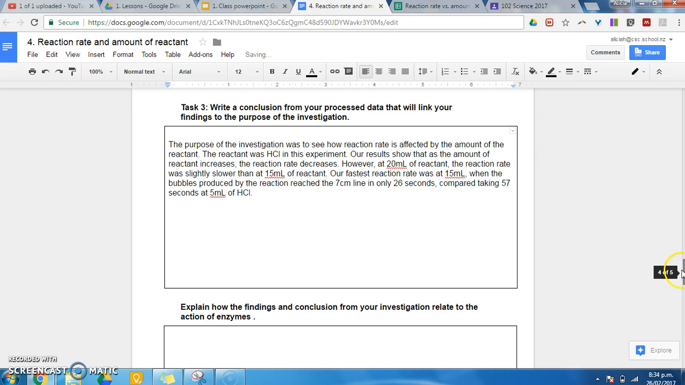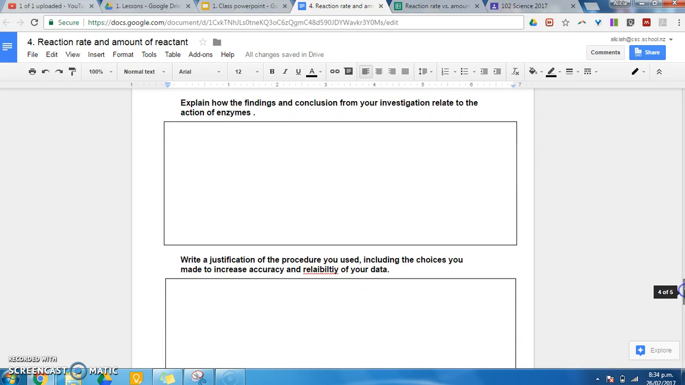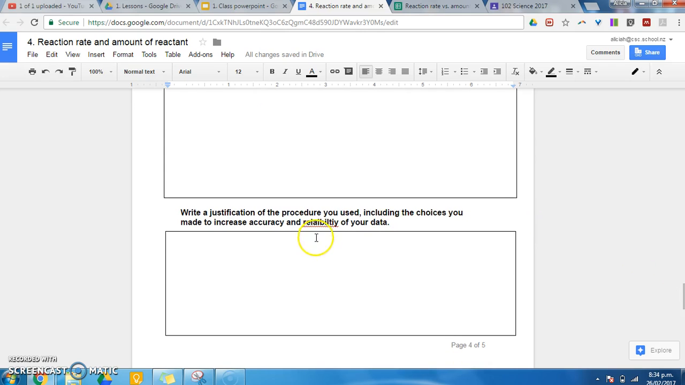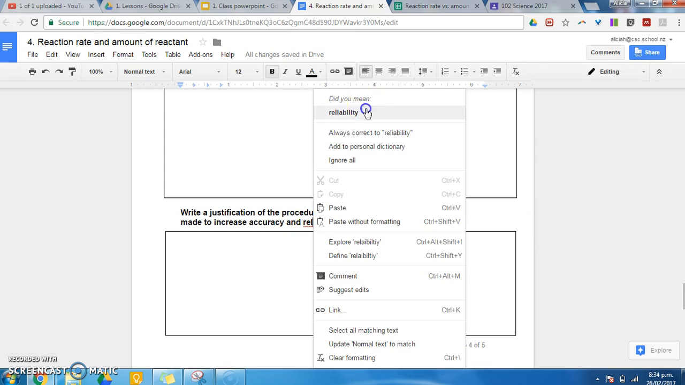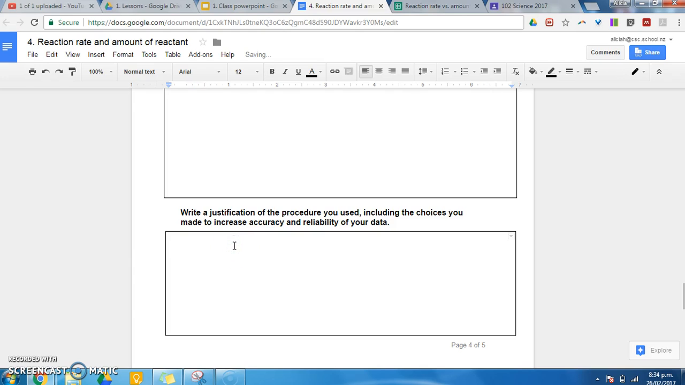Okay, moving on, we're going to skip this next part for a second. So ignore this bit, we'll go back to it, and we're going to look down here instead where we have to write our evaluation. So write a justification of the procedure you used, including the choices you made to increase accuracy and reliability. We'll start with accuracy first.